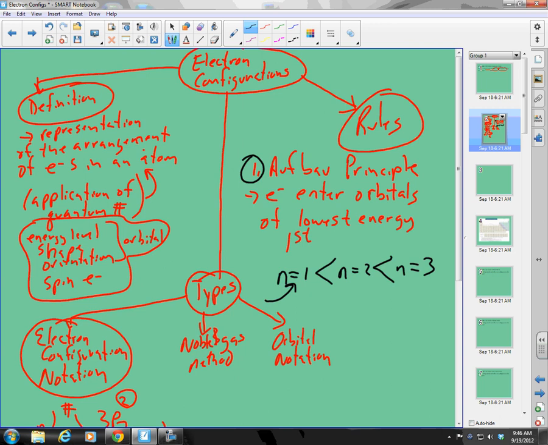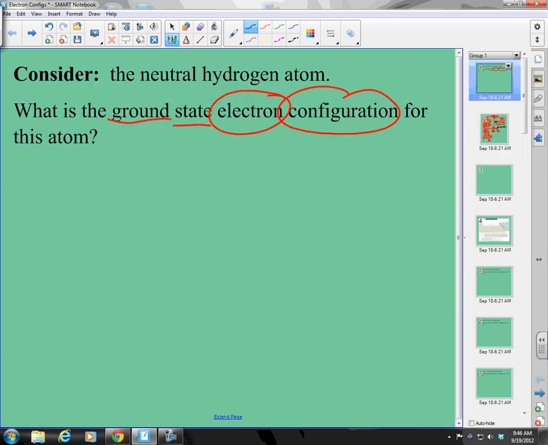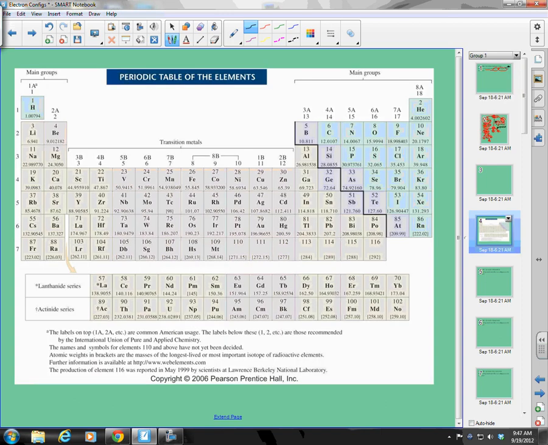All right, I think we can do our first consider. What is the ground state electron configuration for the hydrogen atom? And we're talking about electron configuration notation here, not orbital notation or any of the others. So first, we have to figure out how many electrons hydrogen has. And to do that, let's go to the periodic table. Here's hydrogen. Hydrogen has 1 there. 1 means what? 1 proton, but if it's a neutral atom, that means it has 1 electron.